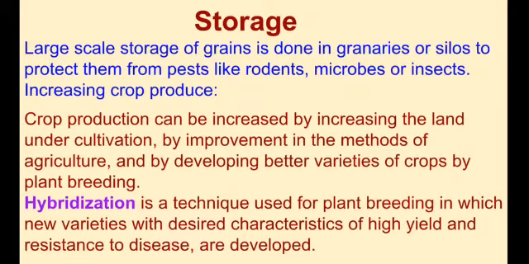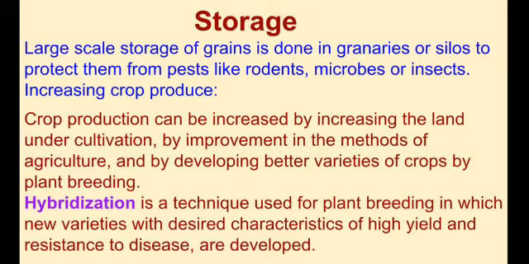Crop production can be increased by increasing the land under cultivation, by improvement in the method of agriculture, and by developing better varieties of crops by plant breeding. What is hybridization? You might have heard about the word hybrid plant. This is hybrid fruit, this is hybrid vegetables. So what are hybrids? Let us discuss.